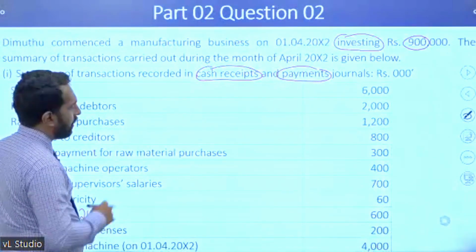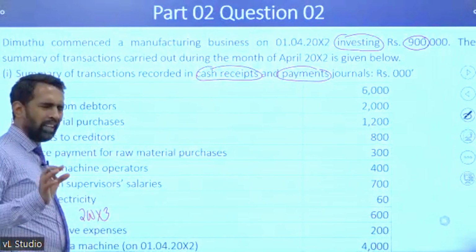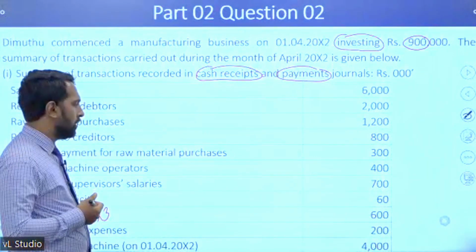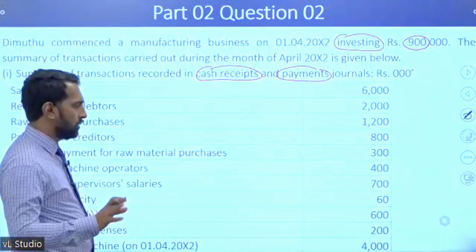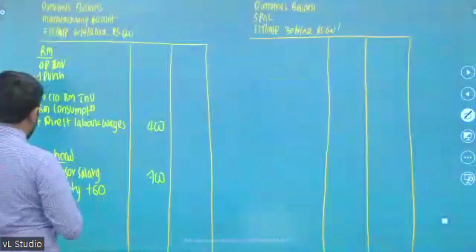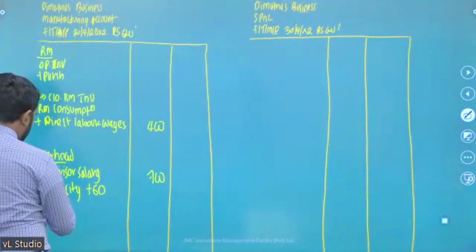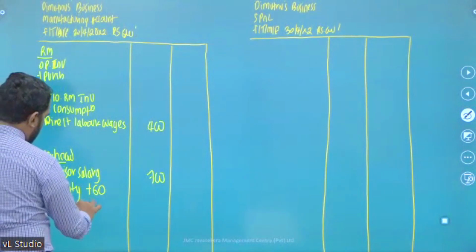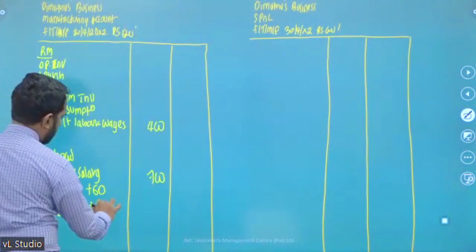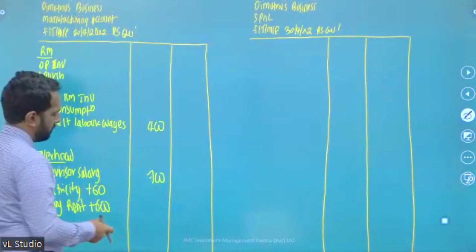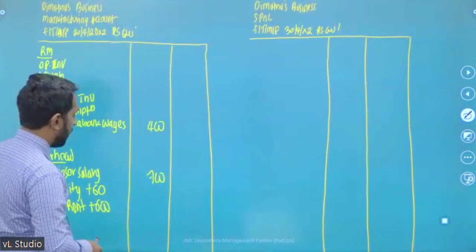Then we have the factory rent 600. So once again, for the rent, there will be an adjustment in the future, as there are some prepaid expenses. We'll do that with that adjustment. For the time being, I will put it like this. The factory rent, I'll put it as plus 600. After making the adjustment, we'll bring the closing balance here. Right? Factory rent is 600.